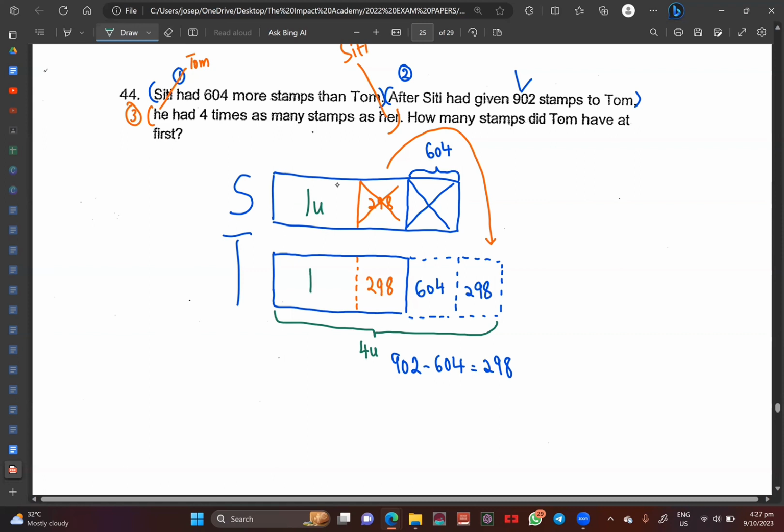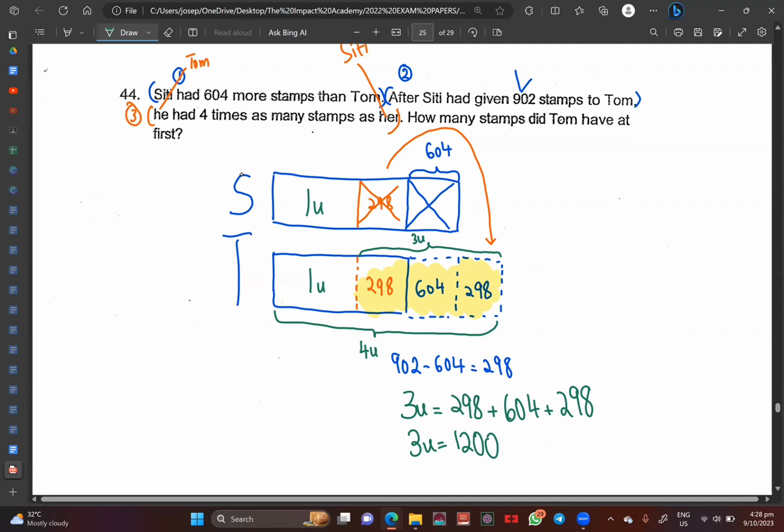Now, if this is 1 unit, then this is also 1 unit. Why is it that if this is 1 unit, this is also 1 unit? Because of the mirror image. Now, what else can you see? If this whole thing is 4 units, then how much is this? Whatever is over here will be 3 units. Agree so far? So we are going to confidently write down that 3 units equals 298 plus 604 plus 298 again. We get 1,200. That is my 3 units. Okay?